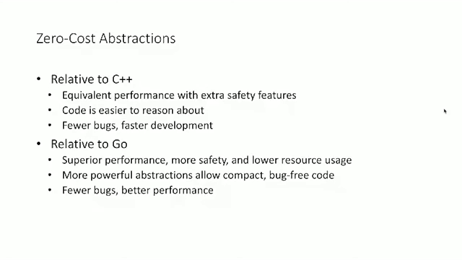Relative to something like Go, you have better performance, your code's safer, uses less resources. In general, the only advantage that you get from something like Go is that it's easier to approach if you're coming from something like Python, where it's garbage collected, there's no type system really. Essentially, it's less thinking. And I don't mean that in a bad way.